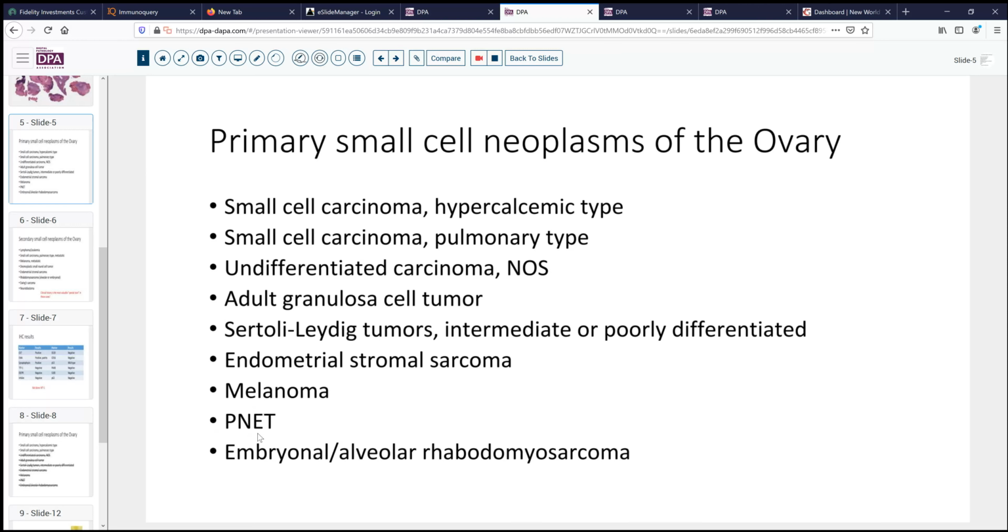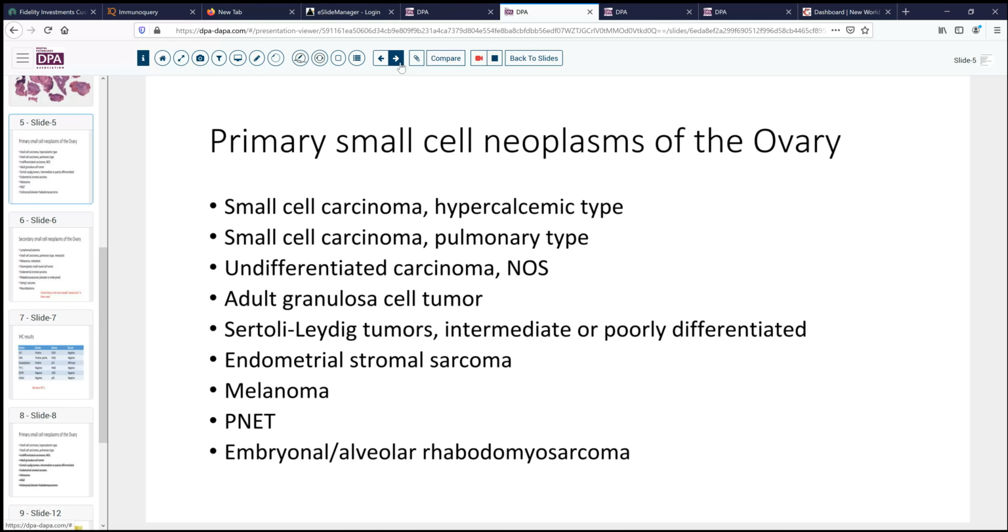Melanoma, primitive neuroectodermal tumor or Ewing's tumor could fit into that category as well. And of course, the rhabdomyosarcoma group of embryonal or alveolar type can have small cells. So those are the primary tumors that we might see.